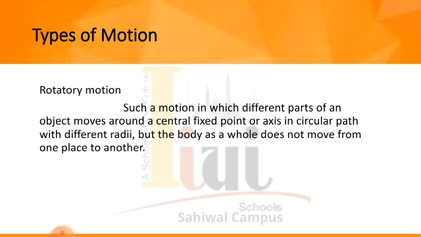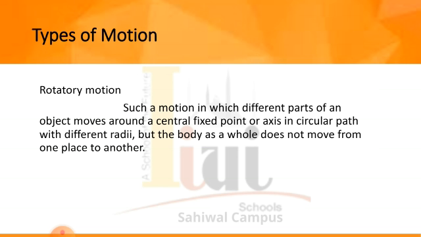For example, the different hands of a clock also execute circular or rotatory motion. During circular or rotatory motion, the distance of the various portions of the body or object from the central point or the axis of rotation remains the same. They just move around the fixed or central axis.